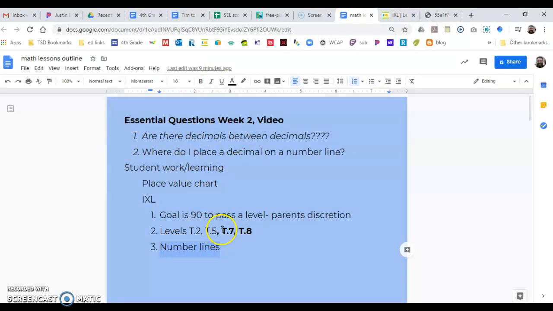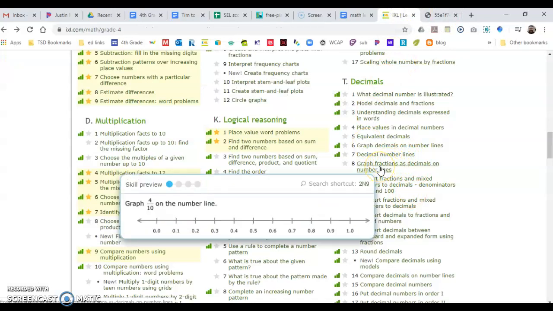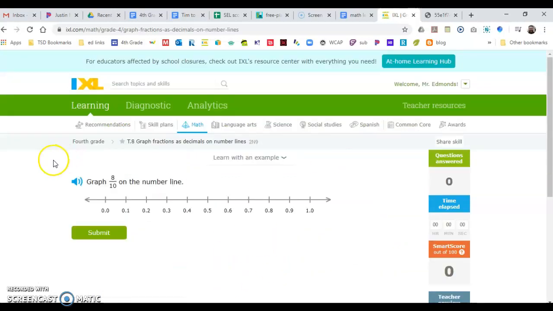Remember, the goal is 90 to pass a level. Again, if parents want to make it 80, I'm fine with that. The two levels today are T.7 and T.8 in fourth grade math. What I want you to know is we're going to start with T.8. I think T.8 is a little bit easier than T.7. Okay? So jump on T.8 real quick. And we're looking at: are there decimals between decimals?